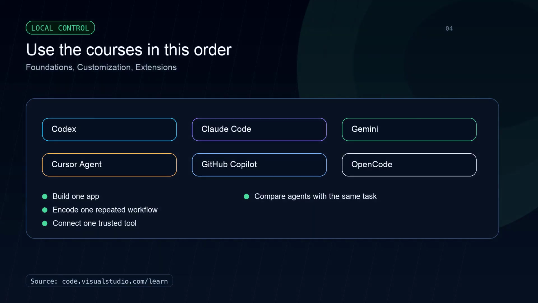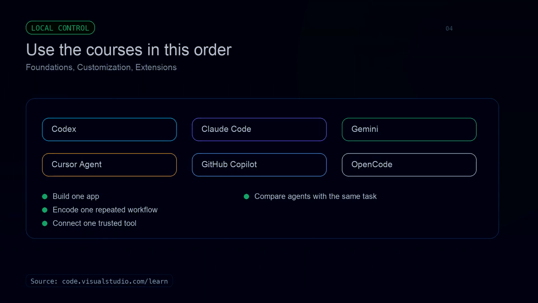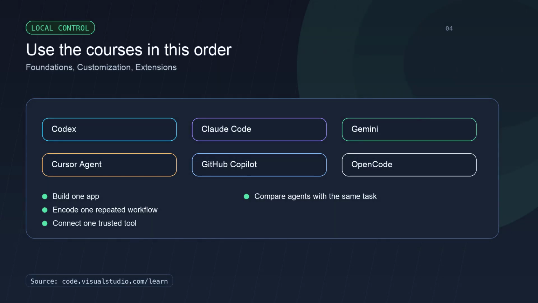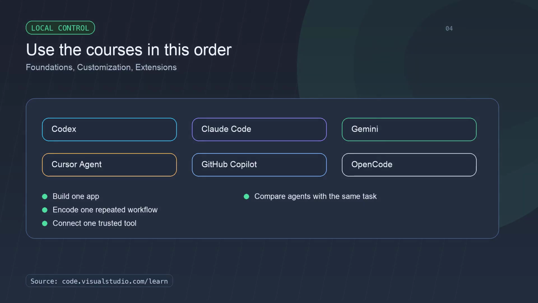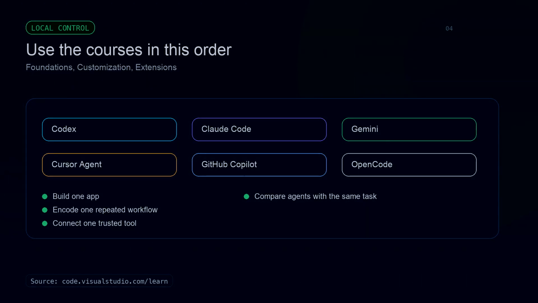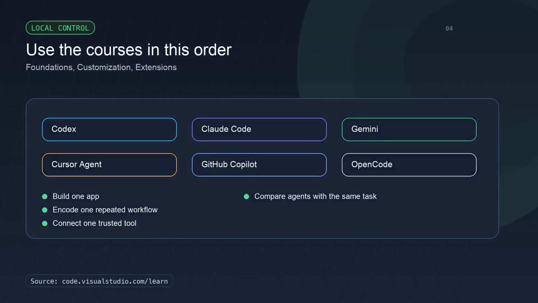Start with foundations, then add customization, then extend agents only when you can explain the permission boundary. That is how you turn these free courses into a real agentic development system instead of just another playlist in your backlog.